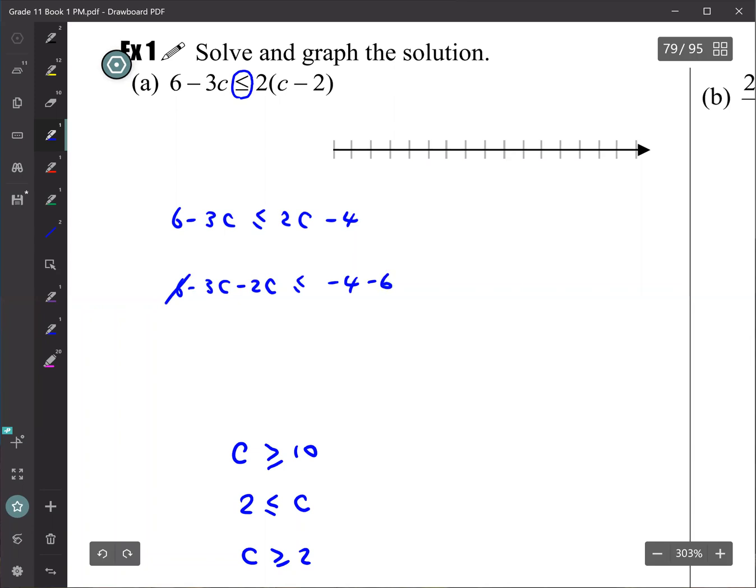Yeah. Okay, now let's simplify the expression. Negative 3c minus 2c. Jiawen, what do you have? Negative 5c. Yeah, negative 5c is less than or equal to negative 10. So to isolate for c, we need to divide both sides by what, Angela?